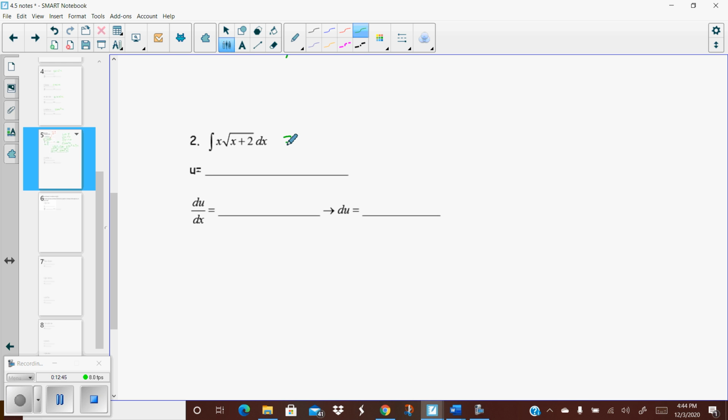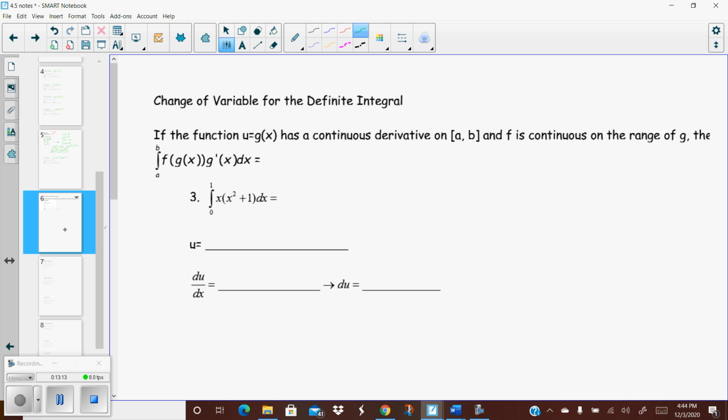This one should end up being 2/5 (x plus 2) to the 5/2 minus 4/3 (x plus 2) to the 3/2 plus c. So again, go ahead and practice that one at your own time. All right, let's move on to the next page.